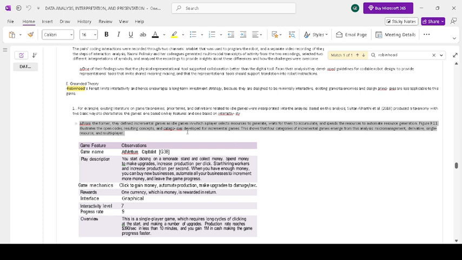Figure 9.11 illustrates the open codes, resulting concepts, and categories developed for incremental games. This shows that four categories of incremental games emerge from this analysis: micromanagement, derivative, single resource, and multiplayer.